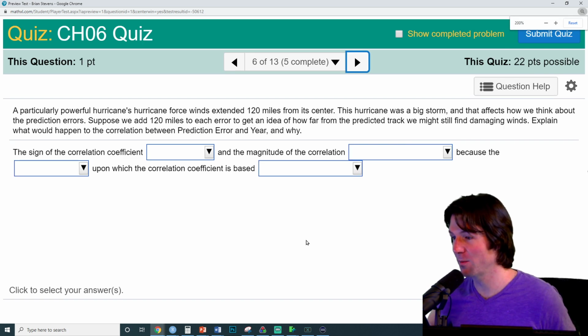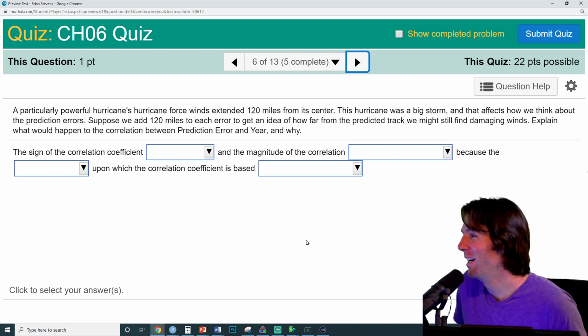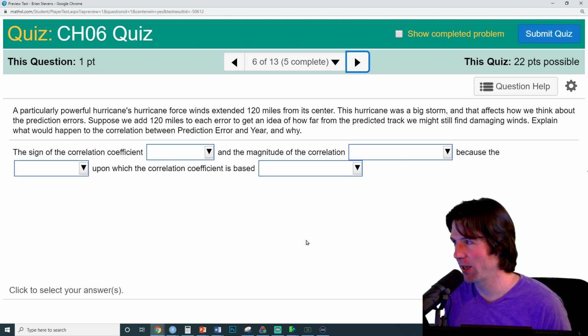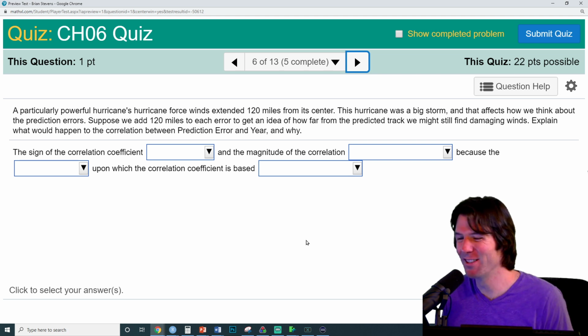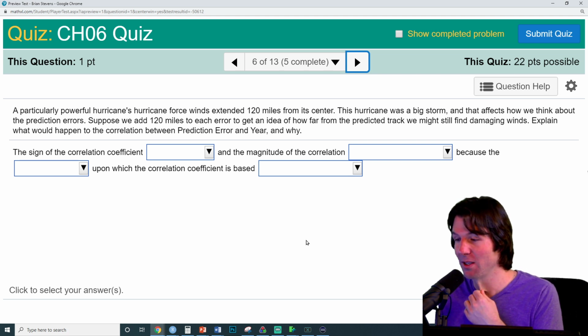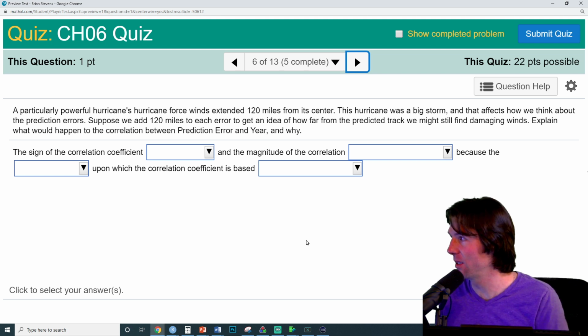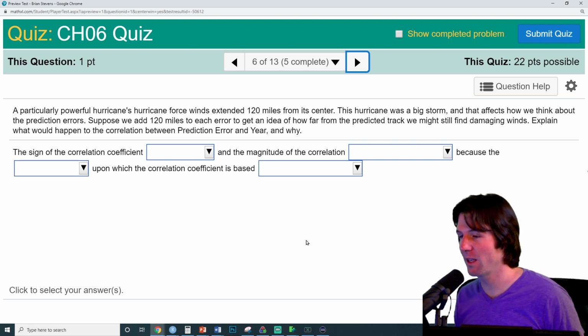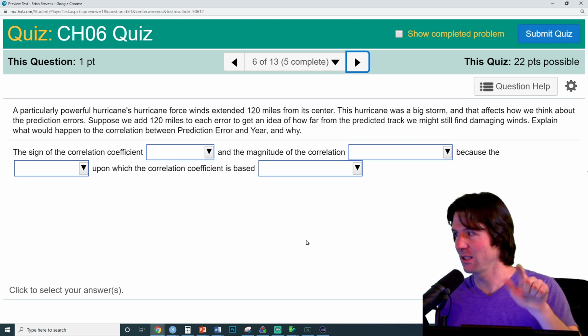Okay. First time doing it. A particularly powerful hurricane, force winds. And we'll do that one here. We'll do that one next, Gracie. We might just do them all because we're already almost halfway done with this. We're doing a great job right here. So we'll make sure we get that one. You asked, you get it, Gracie, right there.